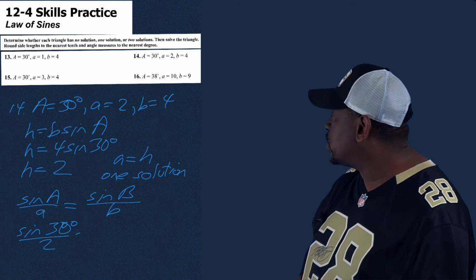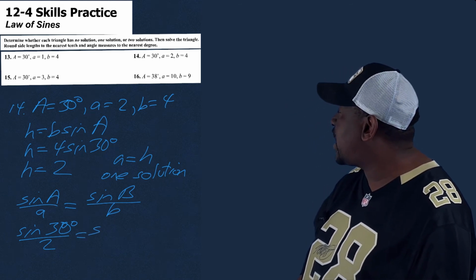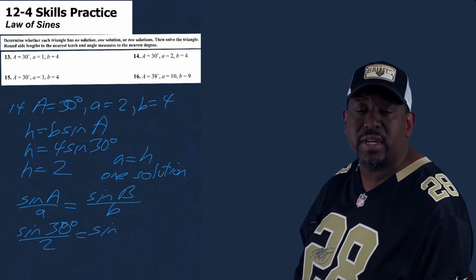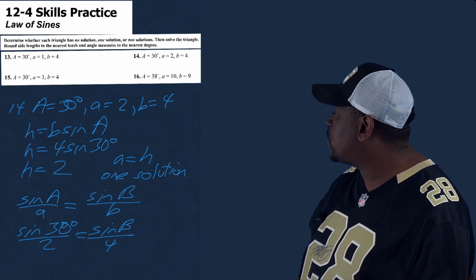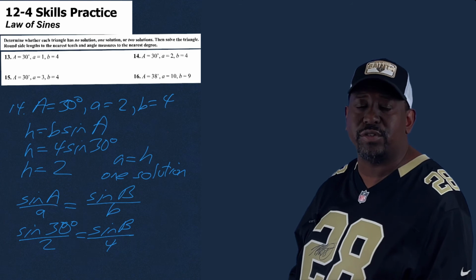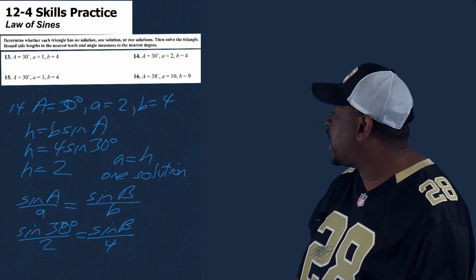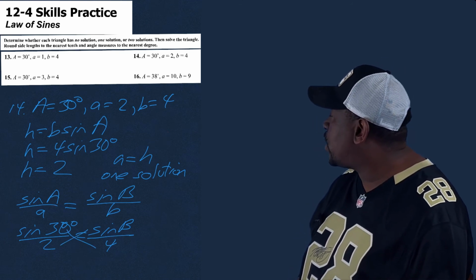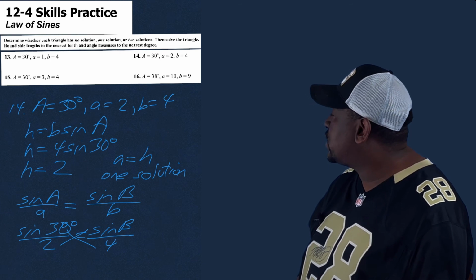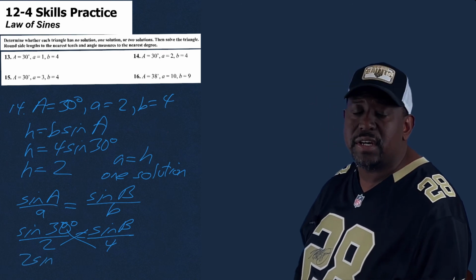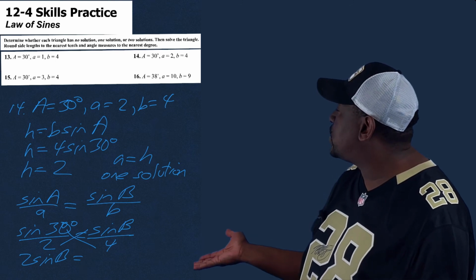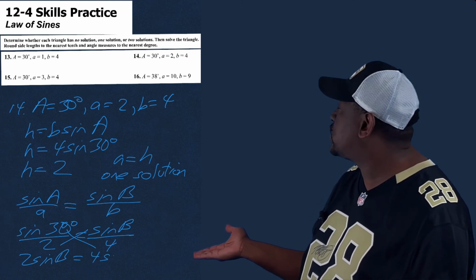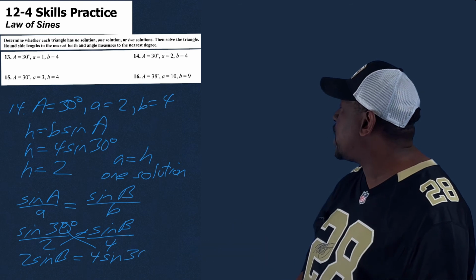And so that's what we're going to do. So we put sine of 30 degrees over 2 is equal to sine B over 4. So cross multiply like we've been doing, and we're going to solve for angle B. When we cross multiply, we will have 2 times sine of B is equal to 4 times sine of 30 degrees, as you can see here at the bottom.